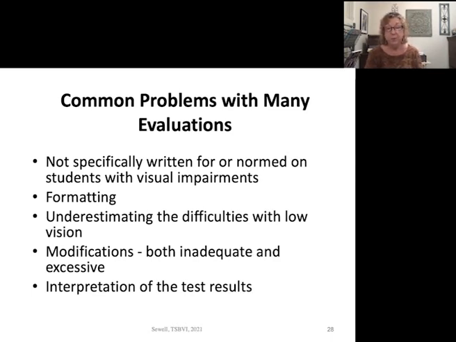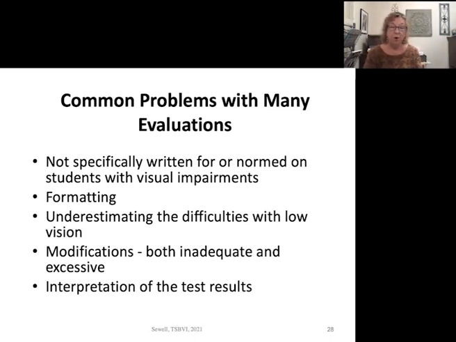And oftentimes the interpretation of the test results is difficult because they're based on kids with visual abilities. They are not specifically written for kids with visual impairments. So the interpretation sometimes is tough, and you need to consult with the people who are giving those tests, like the diagnosticians or the speech language pathologists, and make sure that they are being interpreted correctly.